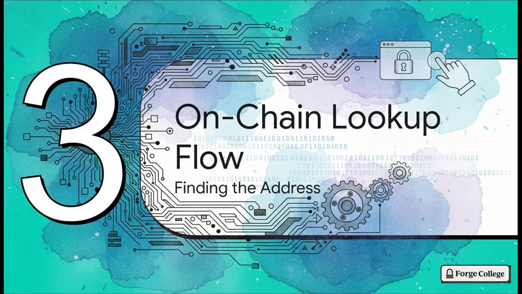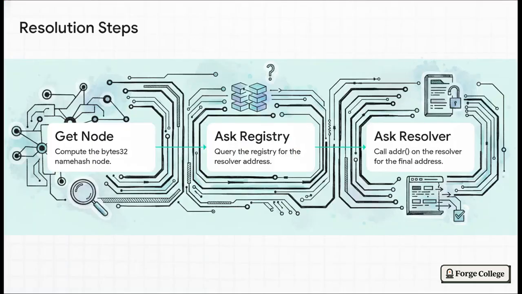Section 3. On-chain lookup flow. Let's see how these pieces come together into a practical mechanism for our smart contract. Just like tracing lines on a schematic, this simple three-step process perfectly mirrors human logic. Step 1, identify the name by getting the node or the namehash. Step 2, find the provider by asking the registry for the proper resolver. And Step 3, extract the data by asking that resolver for the address. It's identify, find, extract. A super logical, perfectly sequential progression.